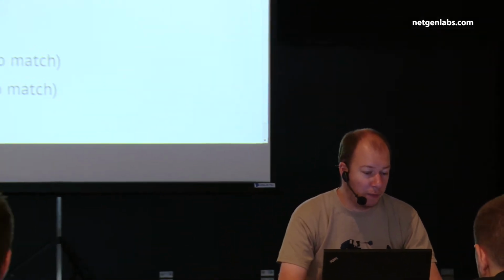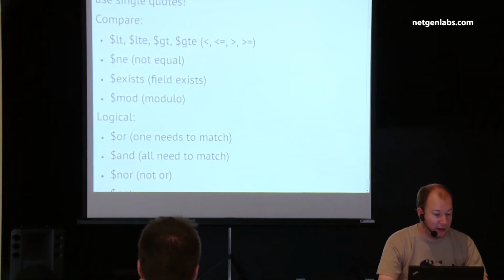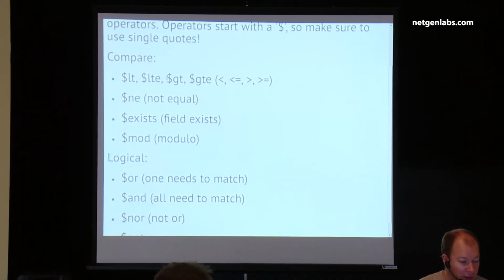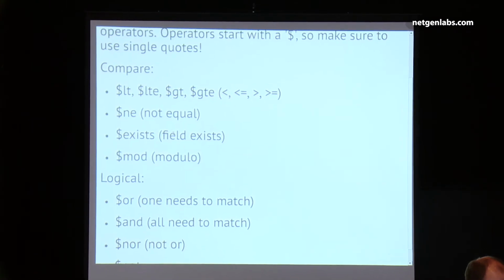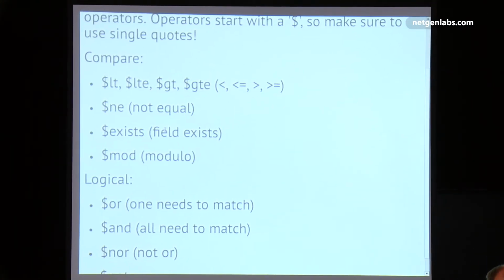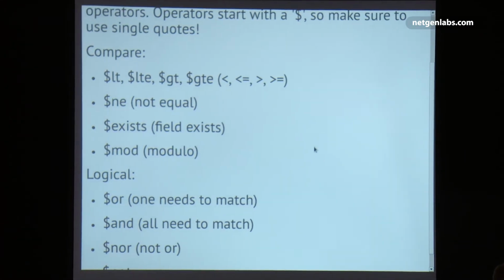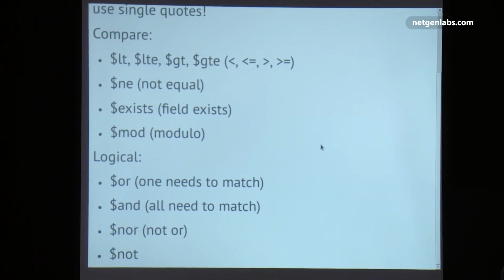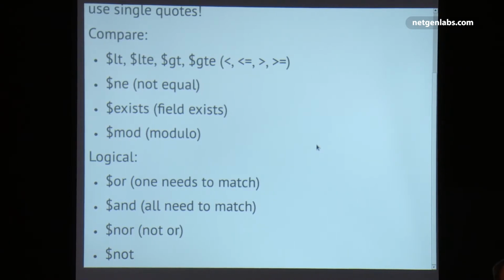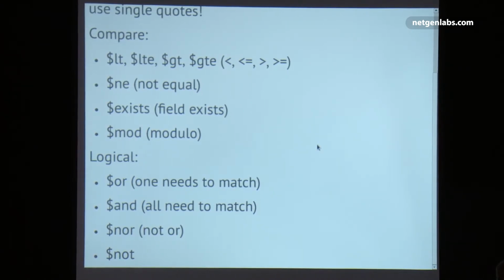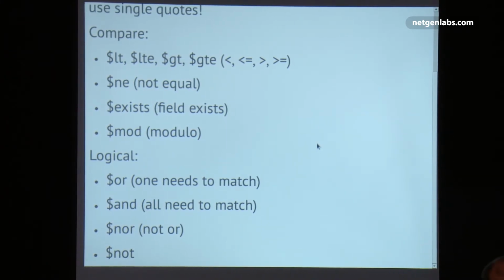There's also lots of advanced querying operators. For example, you can do less than or less than or equal, or greater than or equal, and not equal. Exists tests whether a field exists or not. You can do modulo expressions. There's logical operations like or and and nor and not. And there's quite a few more. I'm not going to cover all of them. They're very well documented. This is just an introduction.